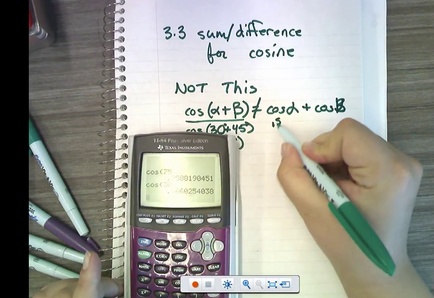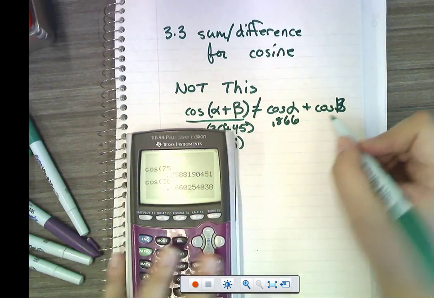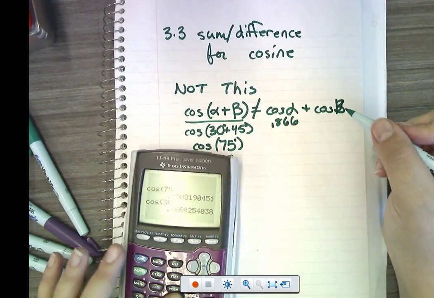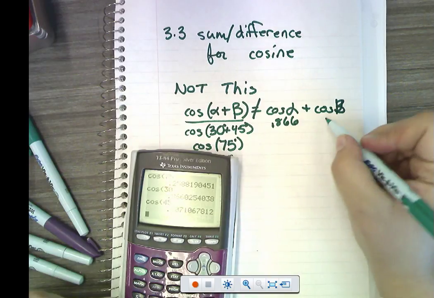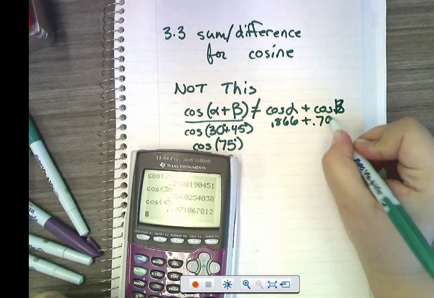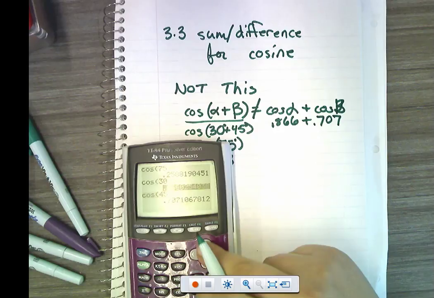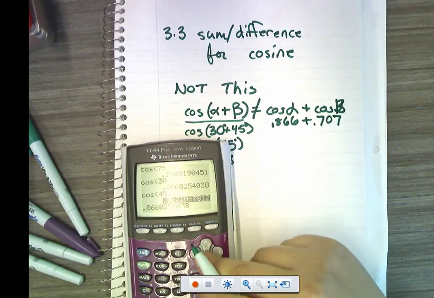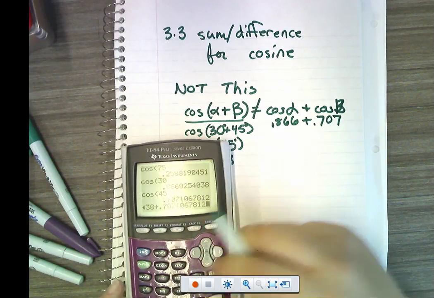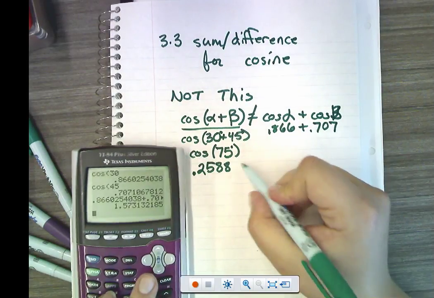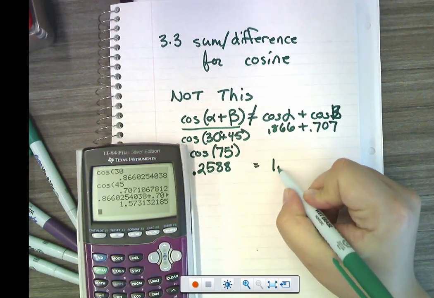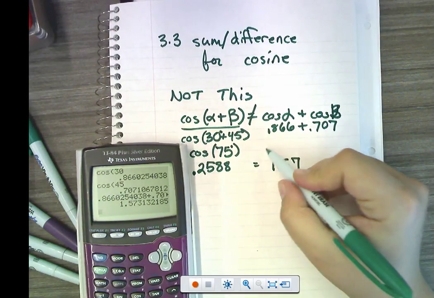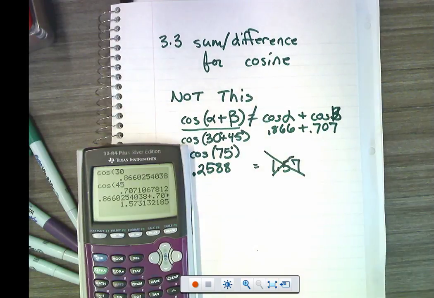But I just want to show you, if I did the cosine of 30, that would be 0.866, plus the cosine of 45 would be 0.707, and then if I added those two things together, that is not equal to the 0.2588. I would get 1.57, which is not right. So that's a big example of what not to do. Make sure you add the angles.